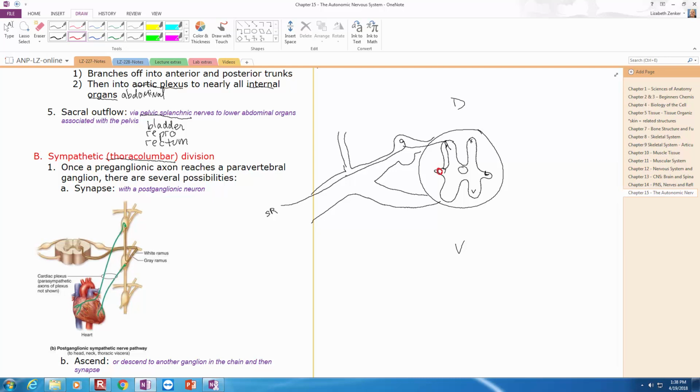So everything starts in the CNS first, and you will synapse with a postganglionic neuron. The first ganglion will either go directly to the secondary one, or you will ascend or descend. You will go up a level or two or down a level or two to another ganglion in the chain. So you can skip one, like we said, and then synapse to a postganglionic neuron in a different ganglion, okay? So sympathetic is the thoracolumbar division, that's our lateral horns.